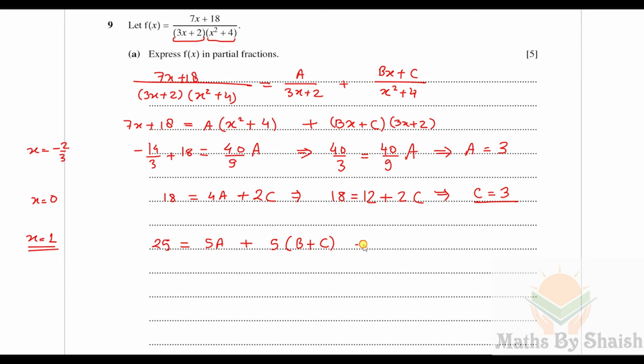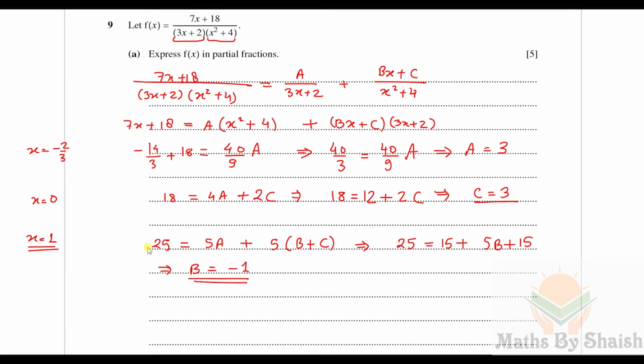Now we'll substitute the values of a and c. We get 25 is equal to 5 threes are 15, plus 3 fives are 15, and this is 5b. So 5b plus 15 means we solve b equal to 25 minus 30, that is minus 5, divided by 5, so minus 1. So b is equal to minus 1.